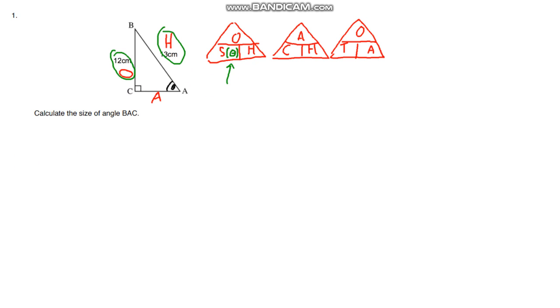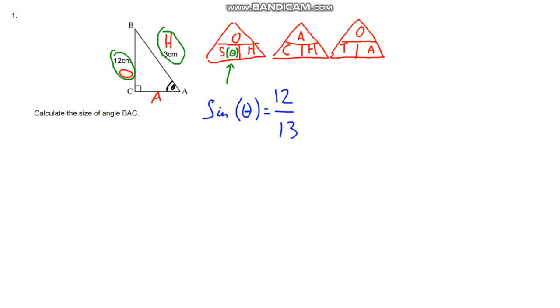So if I was to write this out as a formula, I will have sine of theta, which I don't know, equals my opposite, which is 12, divided by my hypotenuse, which is 13. Now I want to find the angle, I want to find theta, and I've currently been given a formula for sine theta. This will not give me theta.